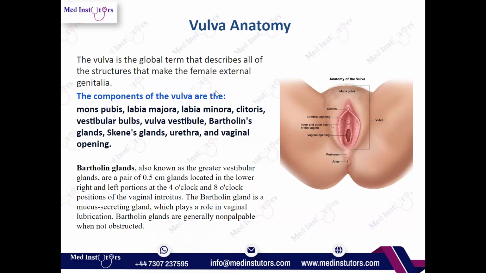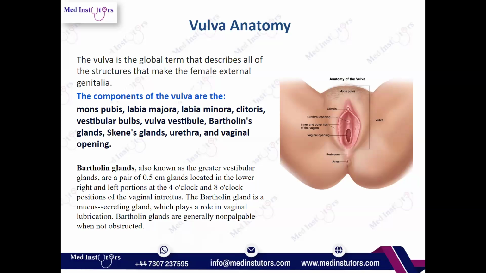So what is the vulva? Basically, it is a global term that describes all the structures that make up the female external genitalia. The components are mons pubis, labia majora, labia minora, clitoris, vestibular glands, vulval vestibule, Bartholin glands, Skene's gland, urethra, and vaginal opening. You need to remember each one of them so that if they twist around any SBA, you know the components and can easily solve it. And trust me, these are easy marks.